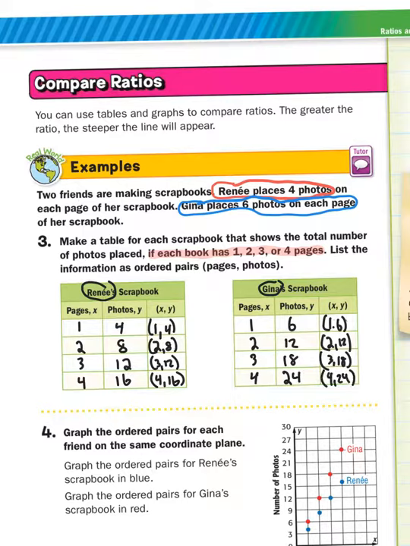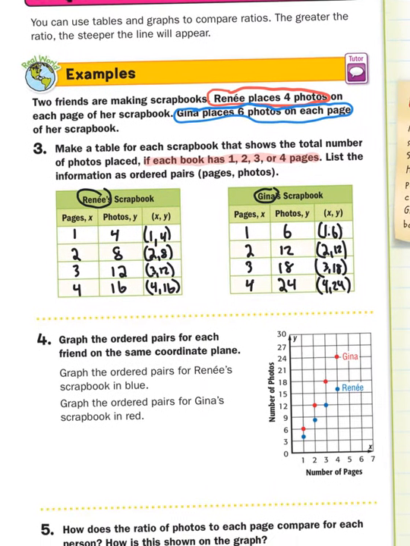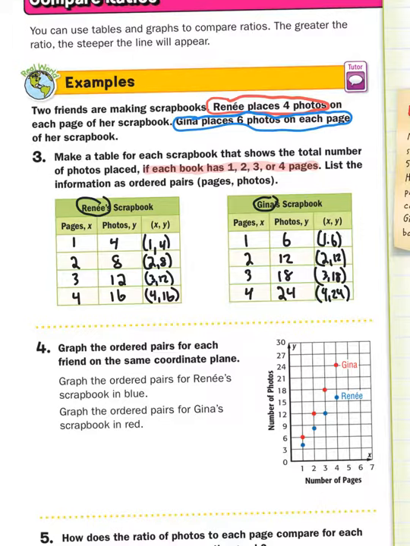Now, in example 2, it says graph the ordered pairs for each friend on the same coordinate plane. So if we start with, let's say, Renee's, remember we have 1, 4, 2, 8, 3, 12, 4, 16. Well, notice down here in blue, they have 1, 4, 2, 8, 3, 12, 4, 16. So those blue dots are Renee's coordinates. For Gina, they graphed hers in red, so 1, 6, 2, 12. 1, 6 is here, 2, 12, 3, 18, 4, 24. Okay, so in example 4, they just graphed both of them. And notice they labeled their names so you know which is which.